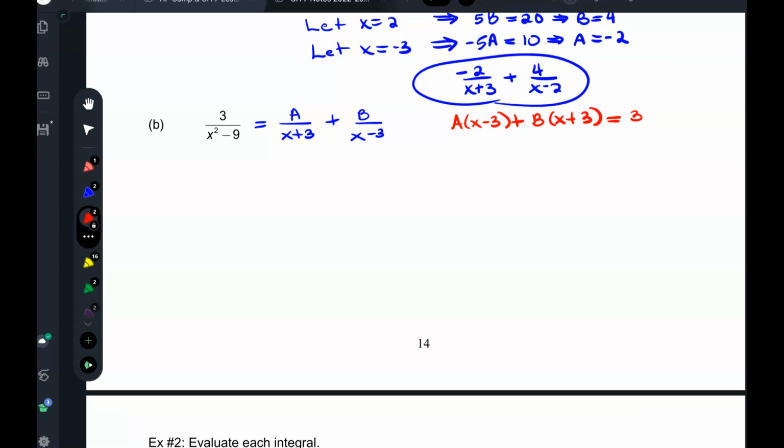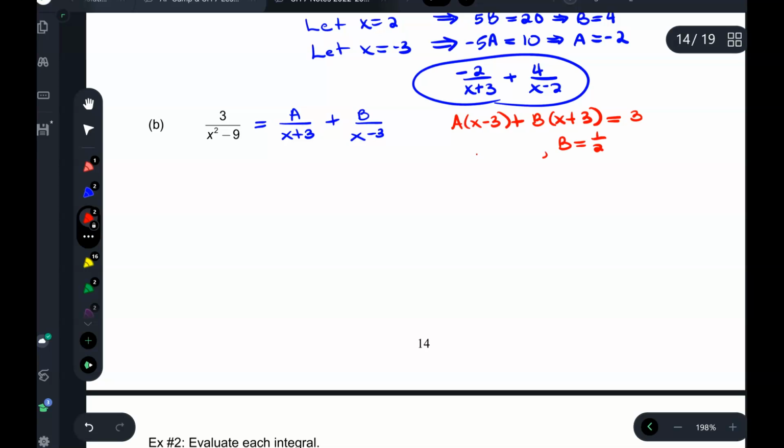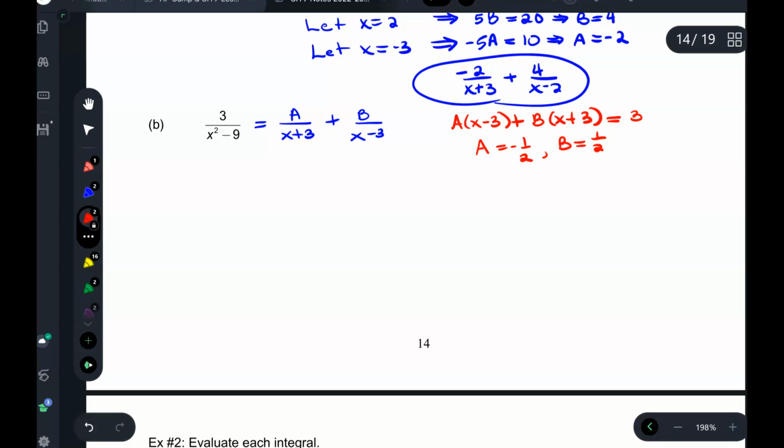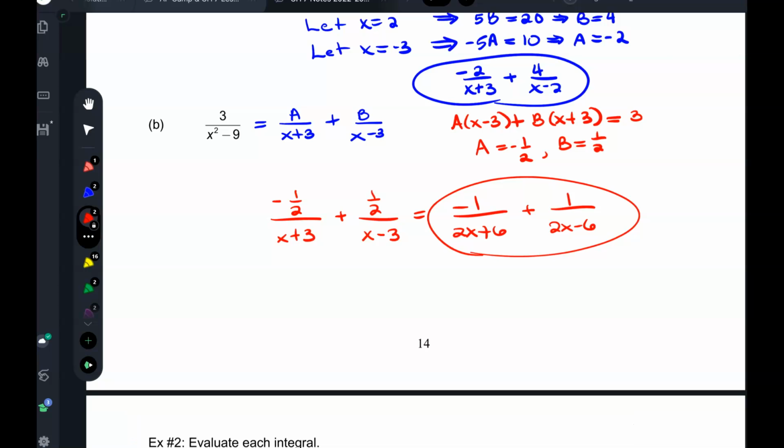And some of this we can just do in our head, right? So if x is 3, b is 1/2. And if x is -3, a is -1/2. You're left with -1/2 over x plus 3, and you could just multiply the bottom by 2.